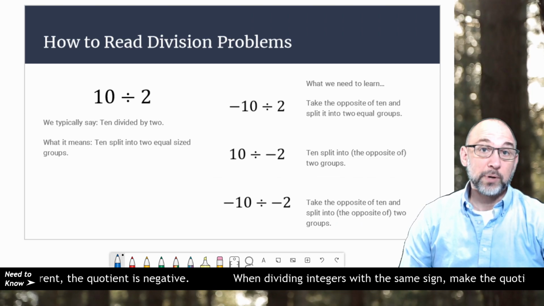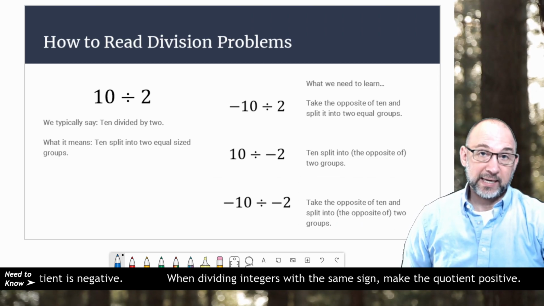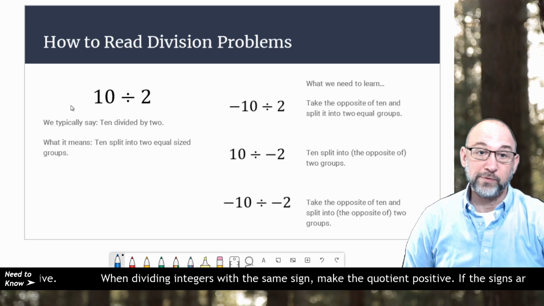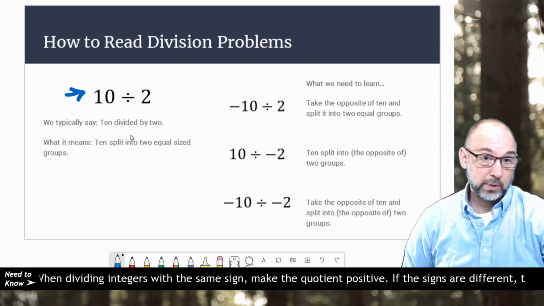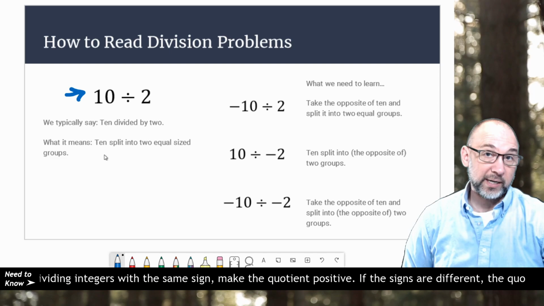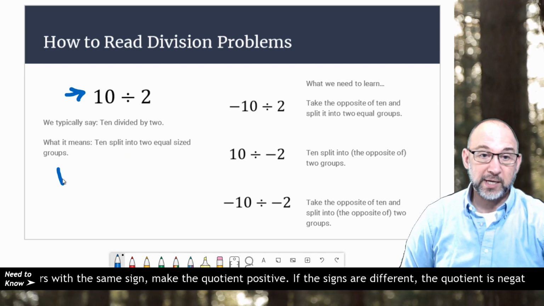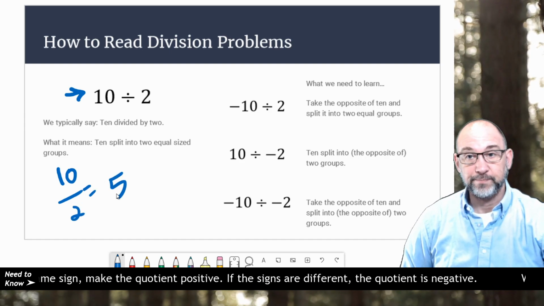When we read division problems that have integers in them, we're going to need to pay attention to that negative sign, and we're going to need to interpret it a little bit differently. Okay, so you've always learned, right? So if you have 10 divided by 2, we typically say that, 10 divided by 2. And what that means is you take the quantity of 10 and you break it into two equal-sized groups, right? So if you take 10, you divide by 2, you get 5.